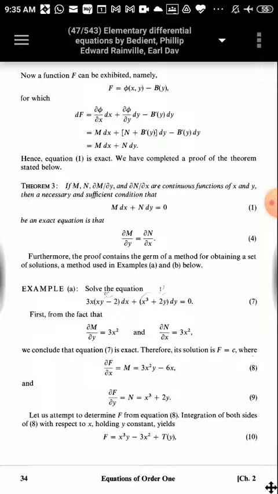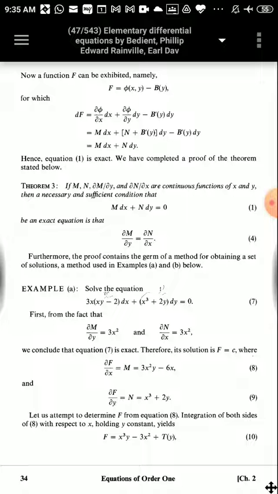Okay, let us see some examples on exact differential equations. Consider example number 1. Solve the equation given here: 3x into bracket xy minus 2 dx plus x cube plus 2y dy equal to 0. First, from the fact that dou M by dou y is equal to 3x square and dou N by dou x is equal to 3x square. So here, what is M? M is 3x into bracket xy minus 2, and N is x cube plus 2y.